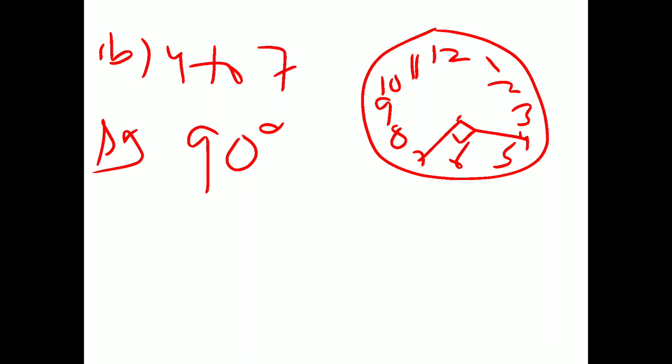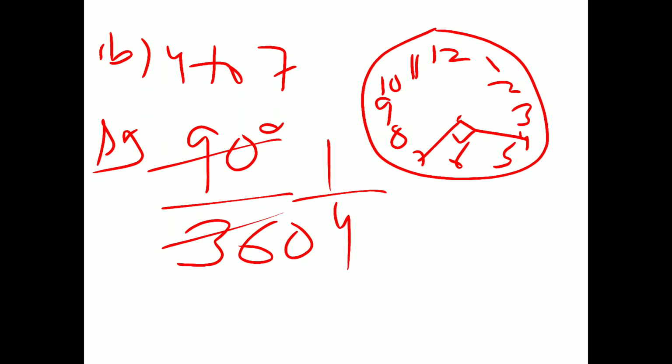As you know that if we move 12 to 3, it makes 90 degree. 3 to 6, it means if 3 points come, it makes a 90 degree angle. Always keep this thing in mind. So 90 we divide by total. If we divide it, the answer comes 1 by 4. Clear? This is the answer.